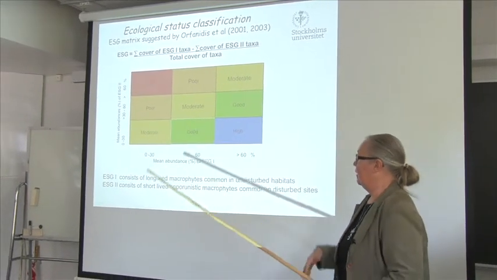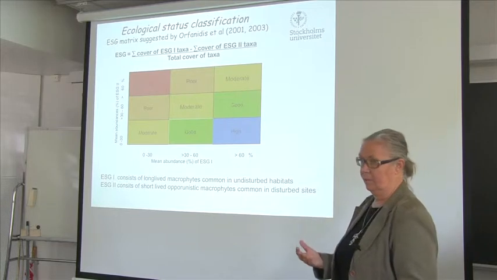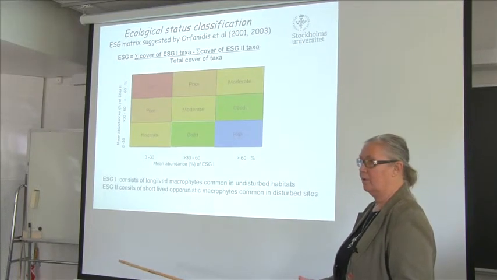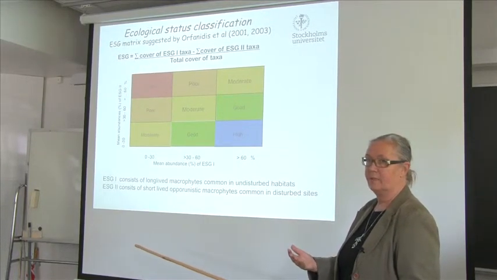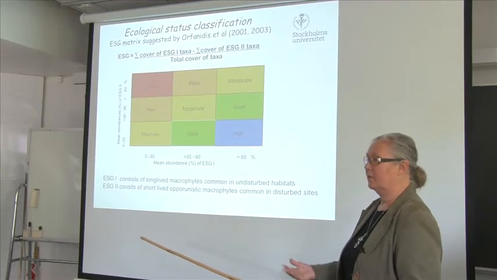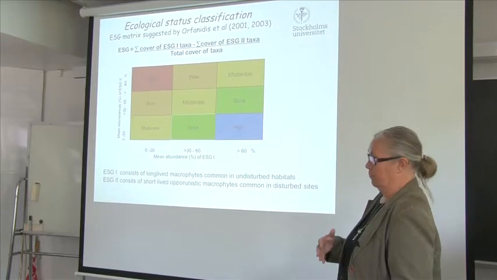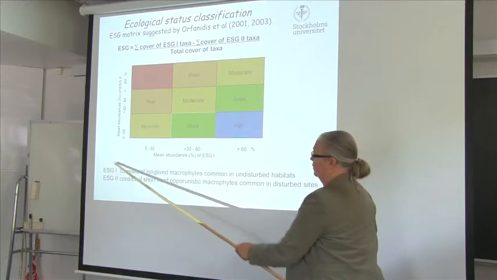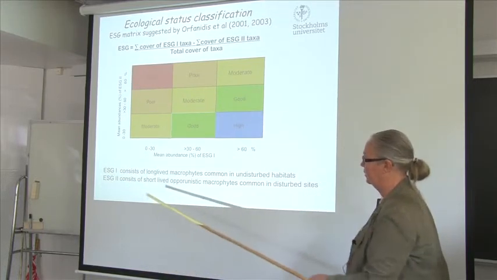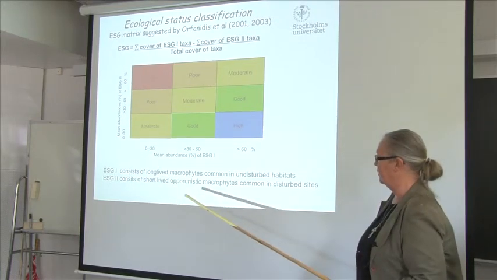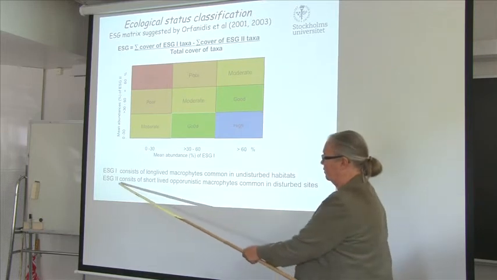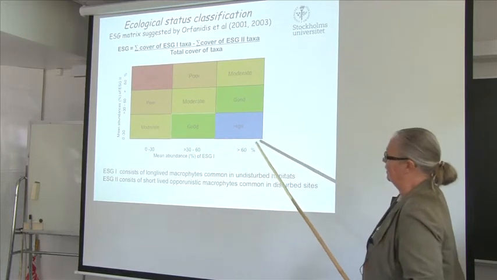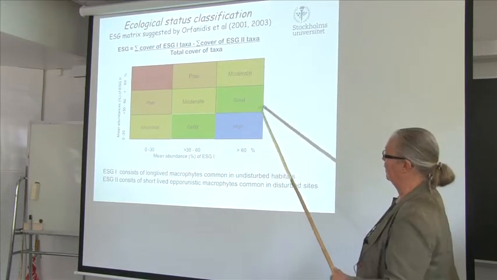So there are different ways now. In Sweden, we have used as the criteria just the depth distribution, and we have selected a number of species and how deep they are able to grow in different waters. But now there are lots of tries to find this grouping of macrophytes in different groups. The ones that consist of these long-lived macrophytes, more common in undisturbed habitats, and the ones that are short-lived opportunistic. And then trying to put them into how high amount they occur.